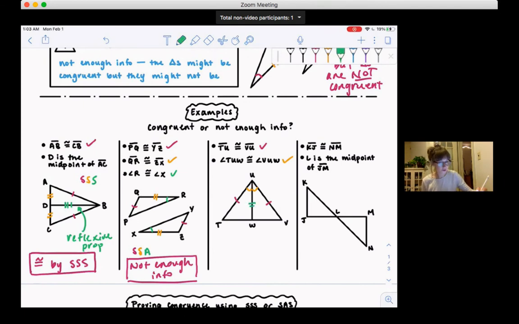So we now have two sides and an angle, and this time the angle is between our two sides. So we go side, angle, side. So that's enough to say, yes, they are congruent by the side, angle, side theorem.